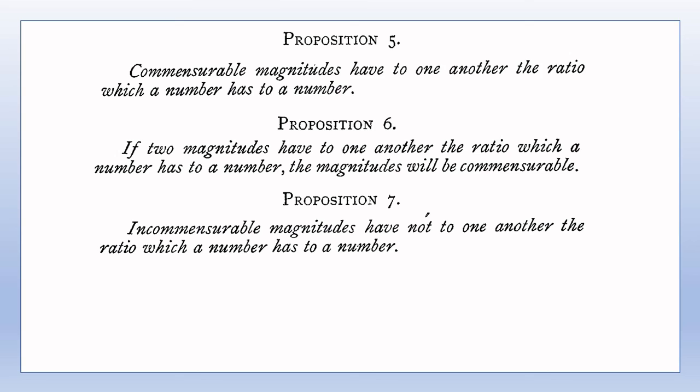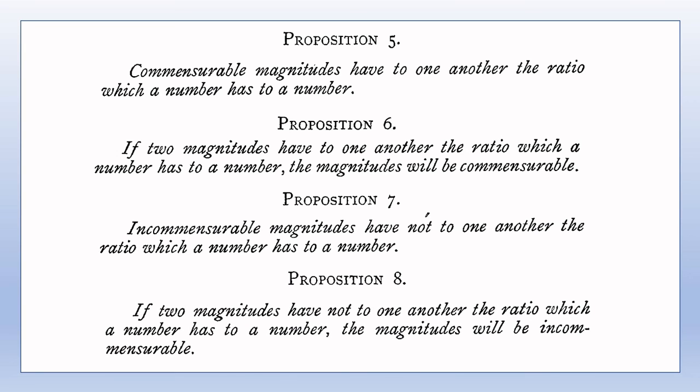Proposition 7. Incommensurable magnitudes have not to one another the ratio which a number has to a number. And Proposition 8. If two magnitudes have not to one another the ratio which a number has to a number, the magnitudes will be incommensurable. Of course, these propositions assume the definition of number given by Euclid in the definitions at the start of Book 7, and which was mentioned earlier in the video.